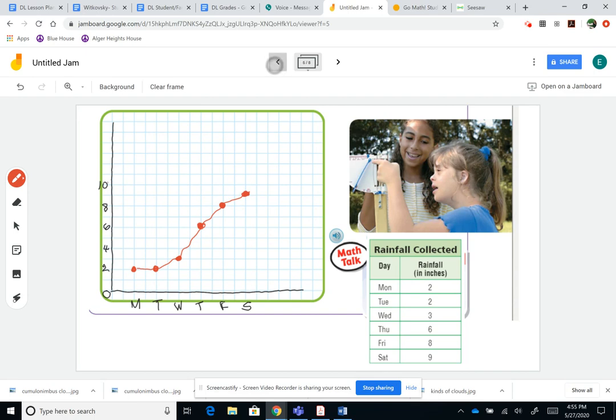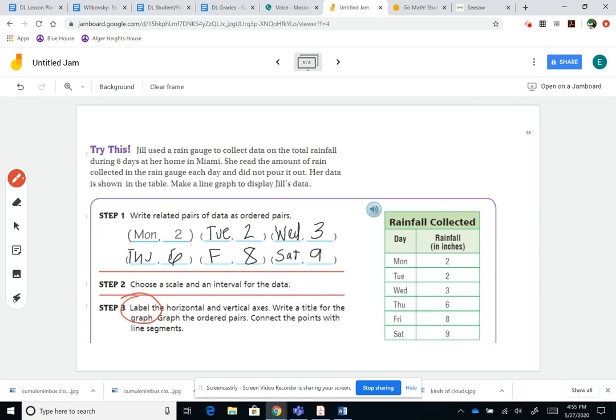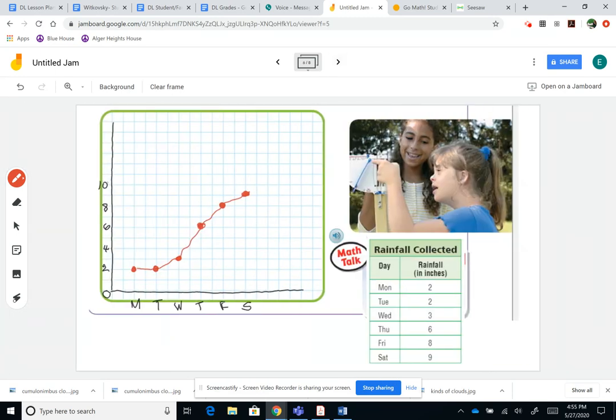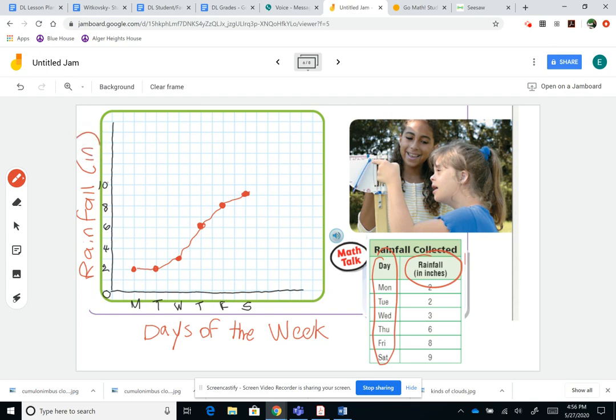So if I go back here, it wants us to label. We need to label the horizontal and vertical axes. Write a title for the graph. So 3 things we need to do. We need to first title the bottom. This is obviously days of the week. Okay, and then on the other side, so we have days here. What would the other side be? It would be rainfall. And you always want to make sure you put your units, and this is in inches. So I'll put IN for inches.